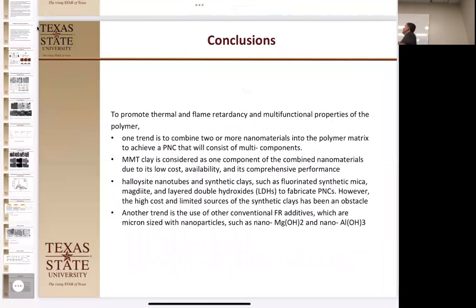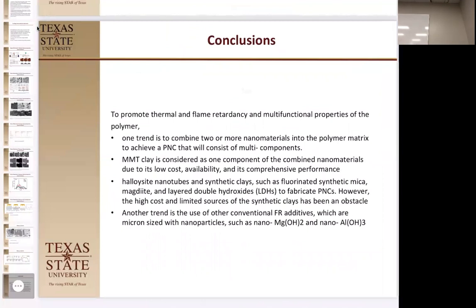So the conclusions from this chapter are that there are several trends going on. One trend is that by adding two or more nanomaterials together, there's a synergistic effect. We saw that with clay and nanotubes a lot. The clay is helping inhibit oxygen, nanotubes are helping transfer heat, and you get this nice synergistic effect with the lowest heat release rates and some of the lower smoke production. Montmorillonite is always considered one of the best materials because it's so cheap. They dig it out of the ground.